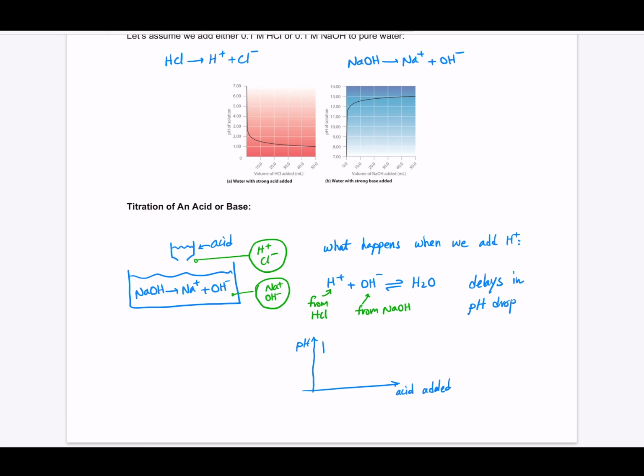If this was for pure water, how does it look like for sodium hydroxide? How would the delay show up in this figure?